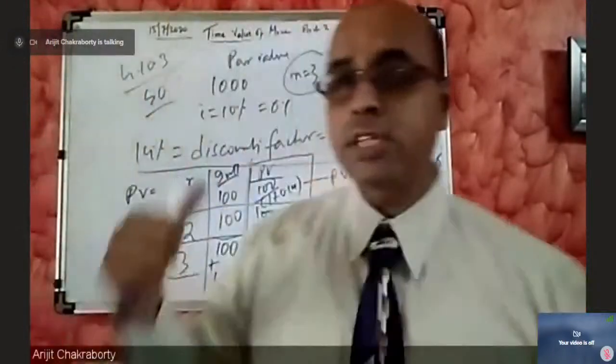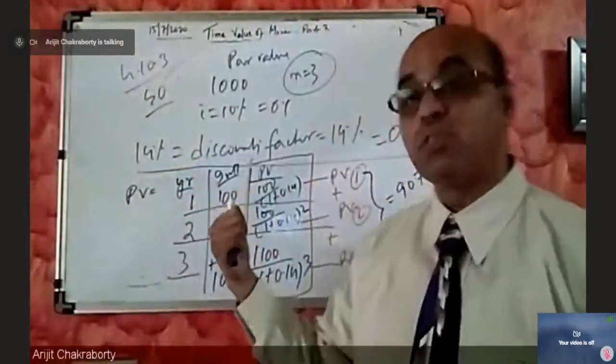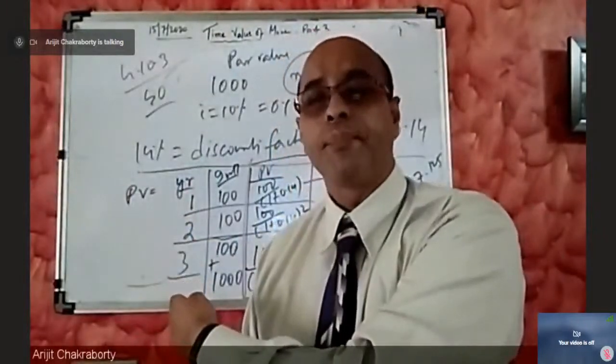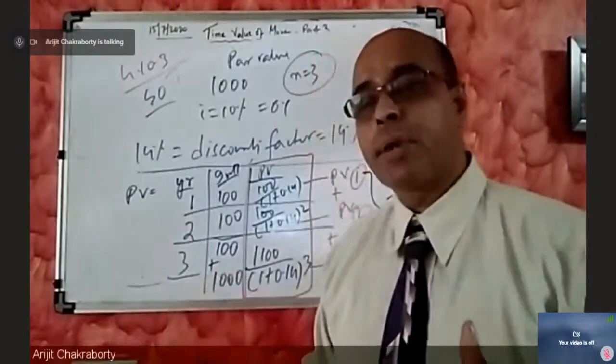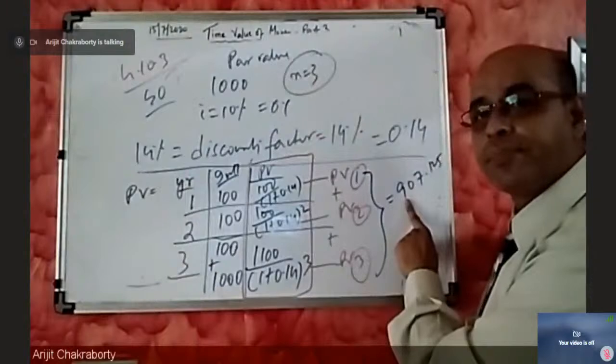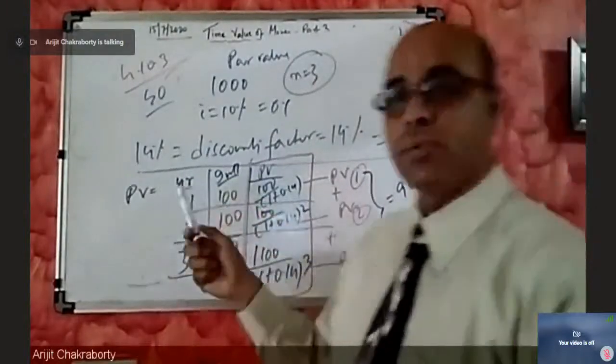Okay, if you buy this bond at 1000 rupees, it is a case of overpricing. That means you are paying more. I was mentioning about overpricing. So the maximum price at which you should buy this bond is 907 rupees. I hope this makes sense. Once again, I am repeating.